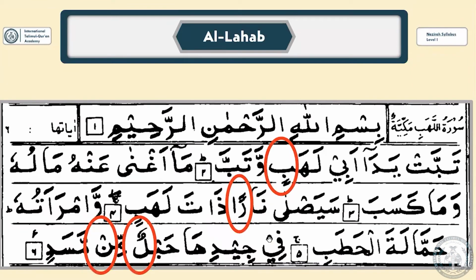Now let's have a look at Surah Al-Lahab. Okay, here I've highlighted a few parts of this surah as well. So some places where there is a tanween. So for example, over here, we can see that there's a tanween underneath the ba. I would recite this as binwa. Next highlighted part is this. I would recite this as naran, dhata.